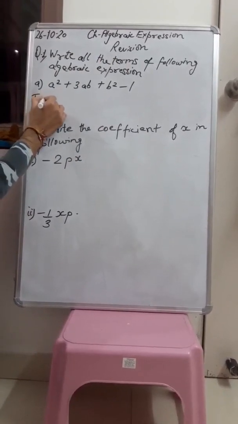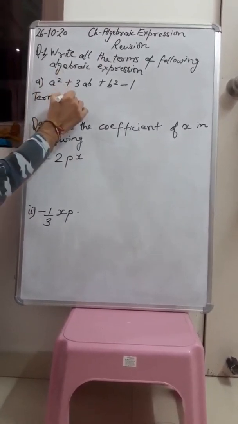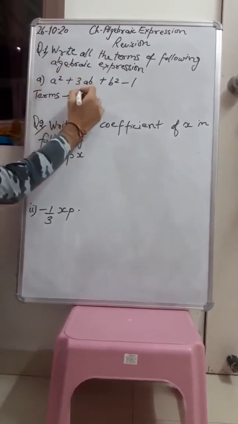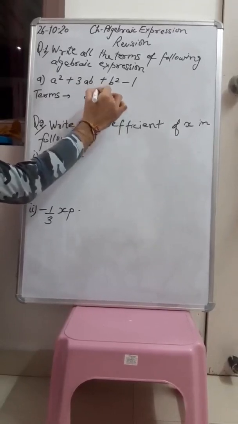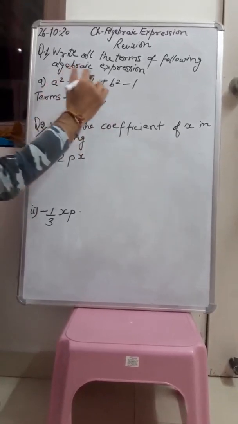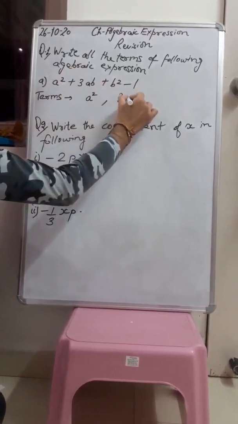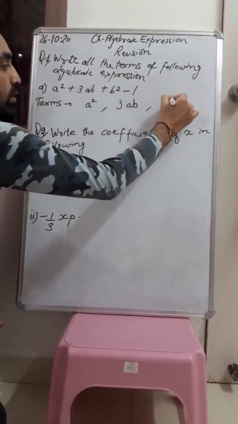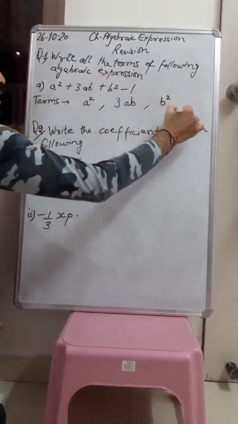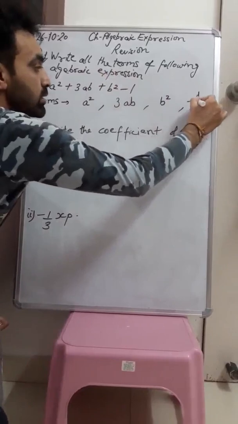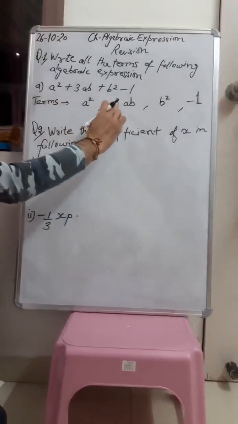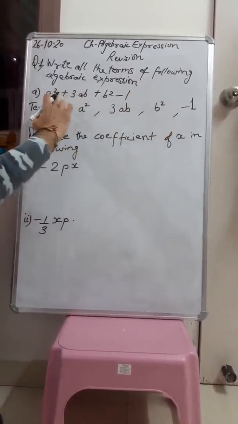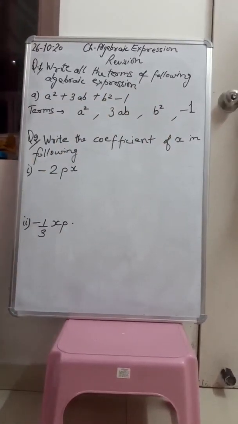The terms in this algebraic expression are: the first term will be a square. Second will be 3ab. Third term will be b square, and the last term will be minus 1. So a square, 3ab, b square and minus 1 are all the terms in this algebraic expression.